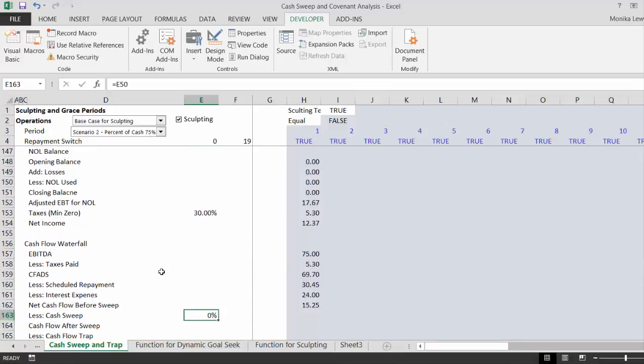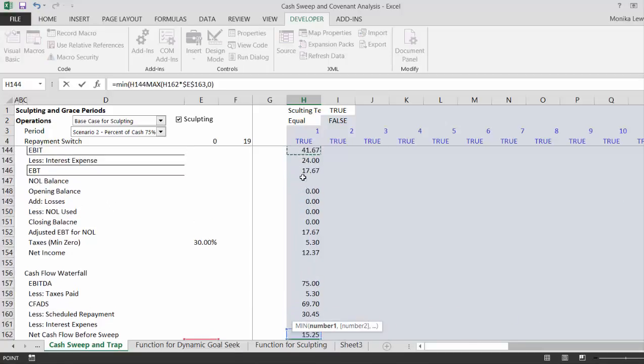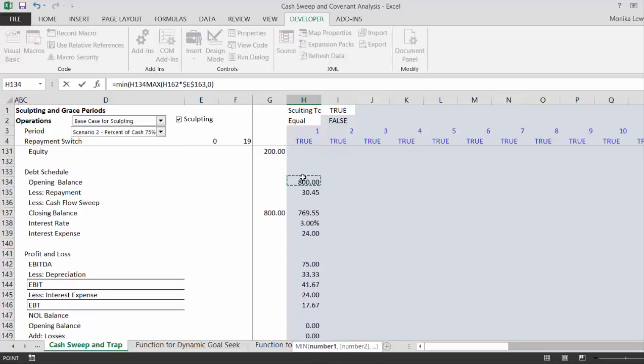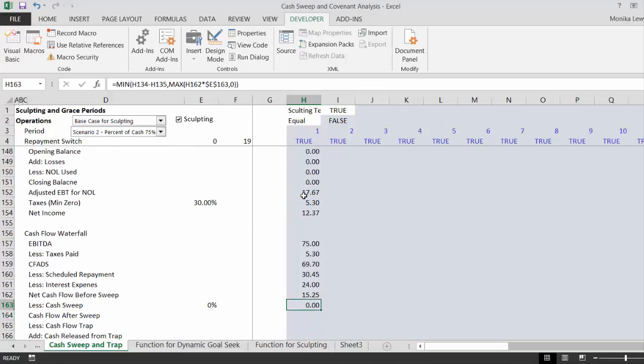And this time we have no sweep, so we take our last line in the cash flow waterfall and press the F4. Now we have to be really careful with this. First of all, if this is negative, I don't think we want to sweep a negative cash. So we put a maximum around this. And then for the minimum, we can't only take the opening balance of the debt. We have to take the opening balance and subtract any amount that's already been paid above us in the cash flow waterfall. Okay, so that's what we do here. And then we have the cash flow after the sweep.